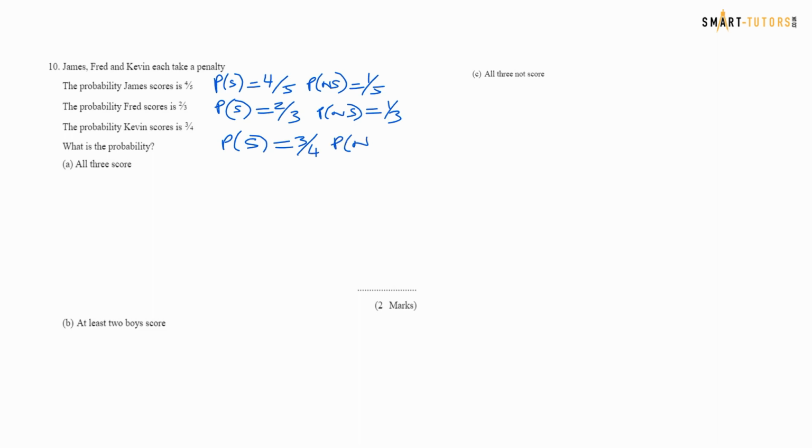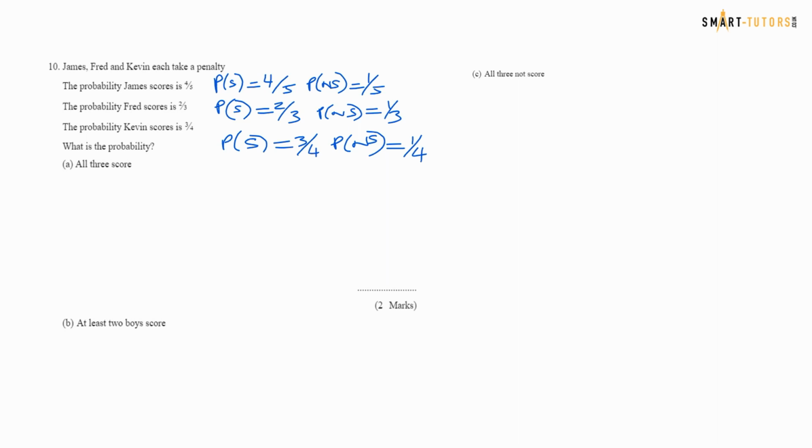Question number 10. James, Fred and Kevin each take a penalty shot. The probability that James scores is 4 upon 5. Probability of not score, NS, is 1 upon 5. Second one, probability of Fred scores is 2 upon 3. Then the probability that he does not score is 1 upon 3, so it's basically 1 minus the probability. Probability of Kevin scores is 3 upon 4, so the probability of not score is 1 upon 4.